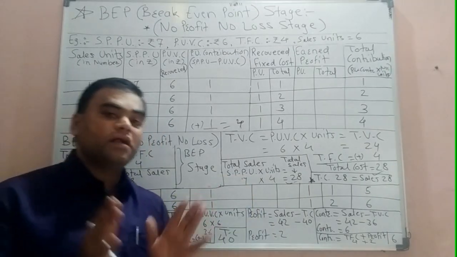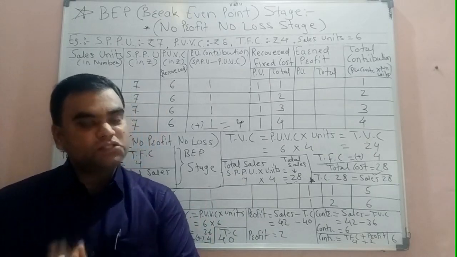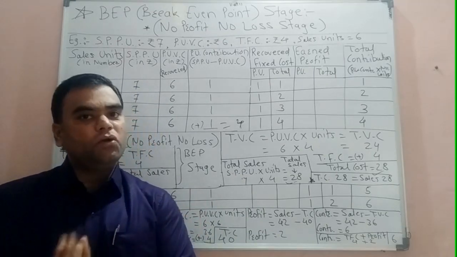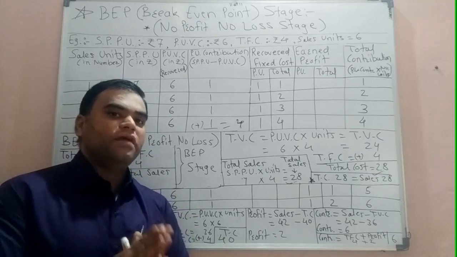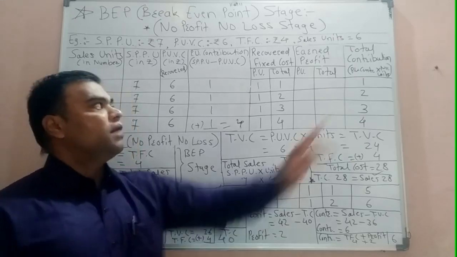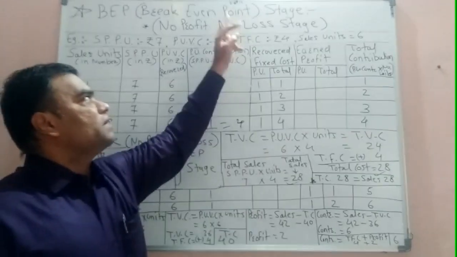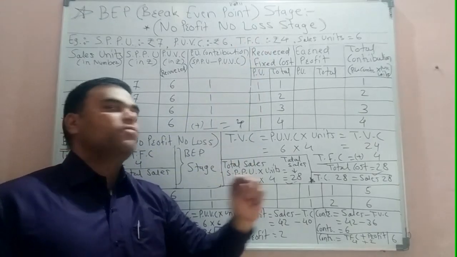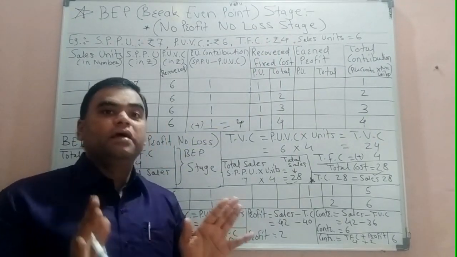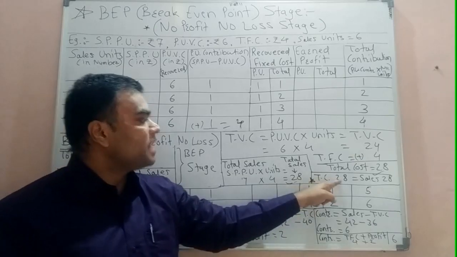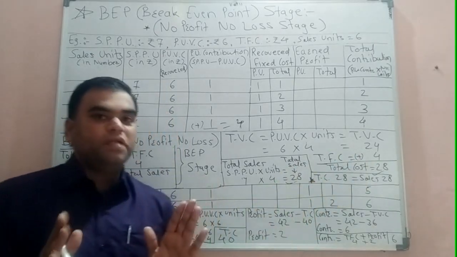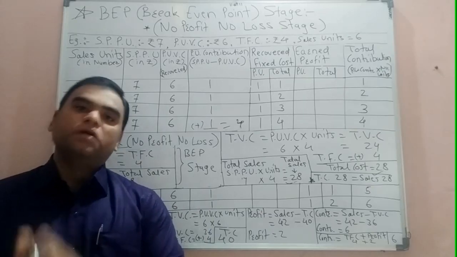Now we have understood what is meant by BEP stage, break even stage. BEP stage means no profit, no loss stage. It is the point of sale where the company has no profit and no loss. That stage comes when our total contribution becomes exactly equal to our total fixed cost, and then automatically our total cost becomes exactly equal to total sales. Total cost 28, sales also 28.